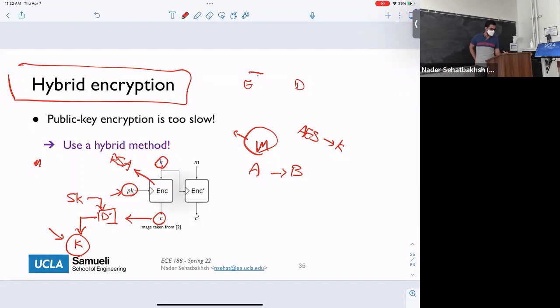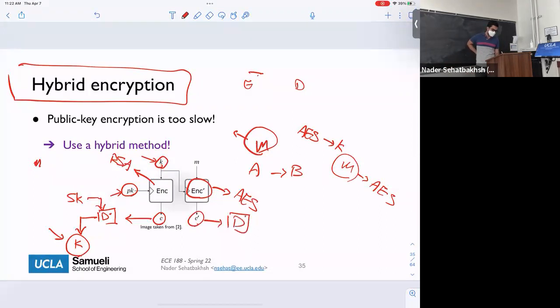So now what we're going to do is, instead of sending the message using RSA, I'm just going to encrypt this message using AES. So this encryption prime is actually AES. And I'm going to use the same key that I sent before, encrypt the message, and send C prime. This time, Bob is going to decrypt this using the AES key, and he's going to get the message.